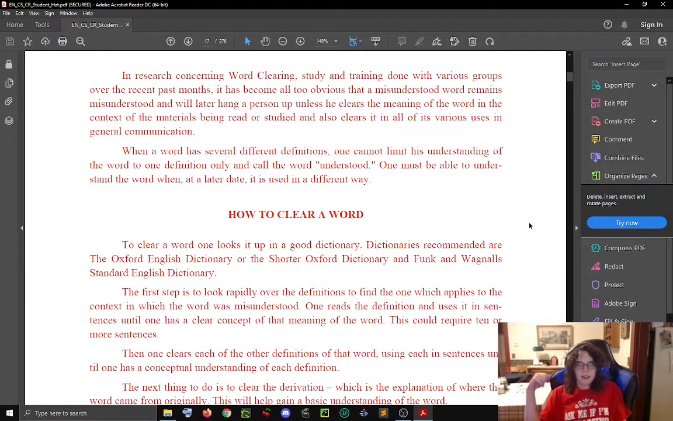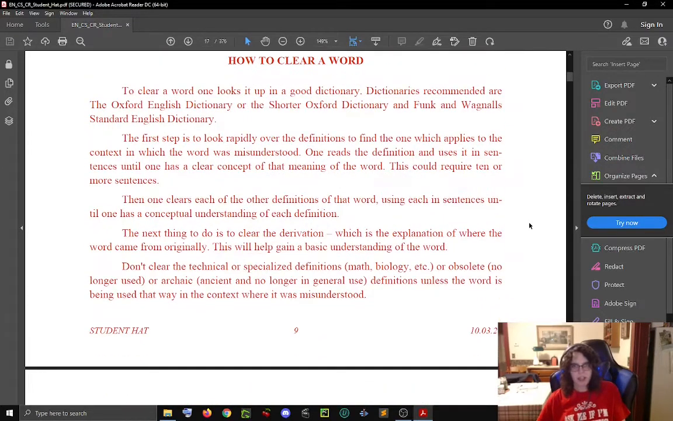In research concerning word clearing, study and training done with various groups over the recent past months, it has become all too obvious that a misunderstood word remains misunderstood and will later hang a person up unless he clears the meaning of the word in the context of the materials being read or studied, and also clears it in all of its various uses in general communication. When a word has several different definitions, one cannot limit his understanding of the word to one definition only and call the word understood. One must be able to understand the word when, at a later date, it is used in a different way. How to clear a word.